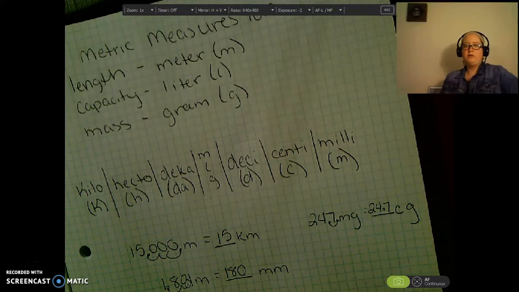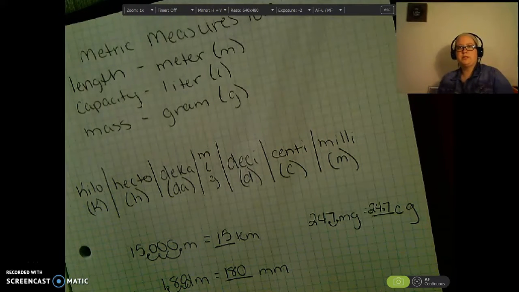Again, hopefully this is reviewing some of our powers of tens and just moving your decimal left to right, right to left. And hopefully it's making sense to you. If not, that's okay. We'll go over it in class.